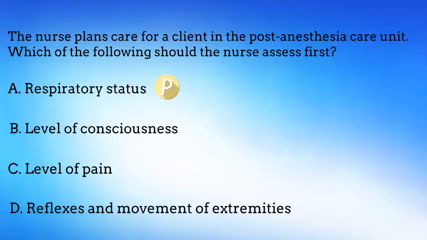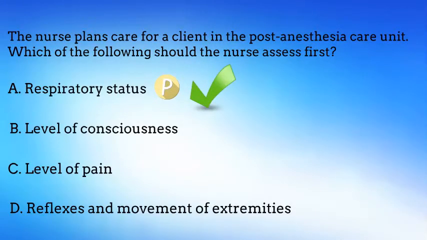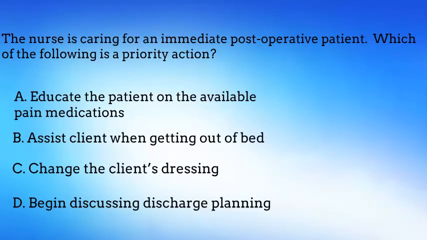So after going through our process, the correct option is A. Respiratory status. This patient had some sort of a procedure, and general anesthesia and mechanical ventilation can impair respiratory function and oxygenation in the post-anesthesia period. Let's move on to our next question.